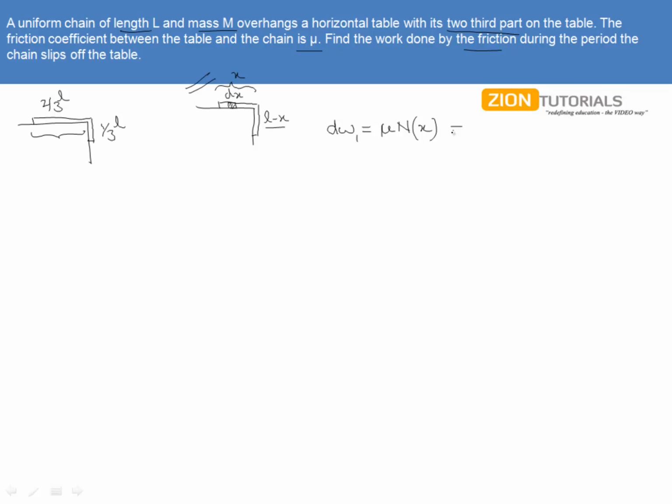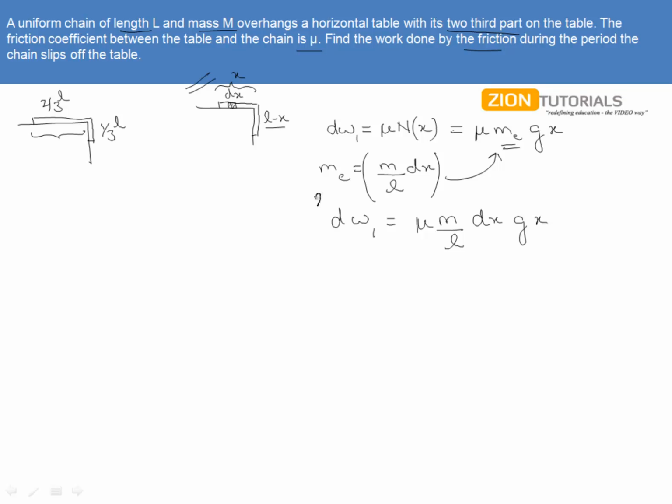And this is simply mu m element into g x. Now what is the mass of this element? Mass of the element is mass per unit length, that is m by L, into the length of the element itself. Putting this back into this equation, we get that dW1 is simply mu m by L dx g into x. Now what will be the total work done?